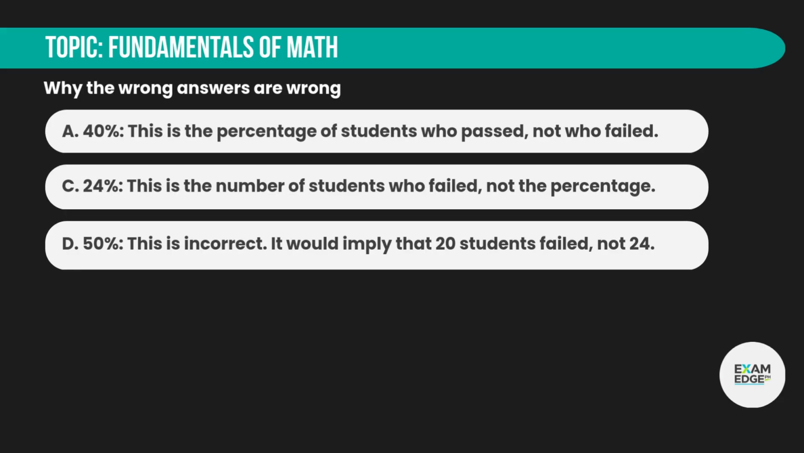Why the wrong answers are wrong? A. 40%. This is the percentage of students who passed, not who failed. C. 24%. This is the number of students who failed, not the percentage. D. 50%. This is incorrect. It would imply that 20 students failed, not 24.